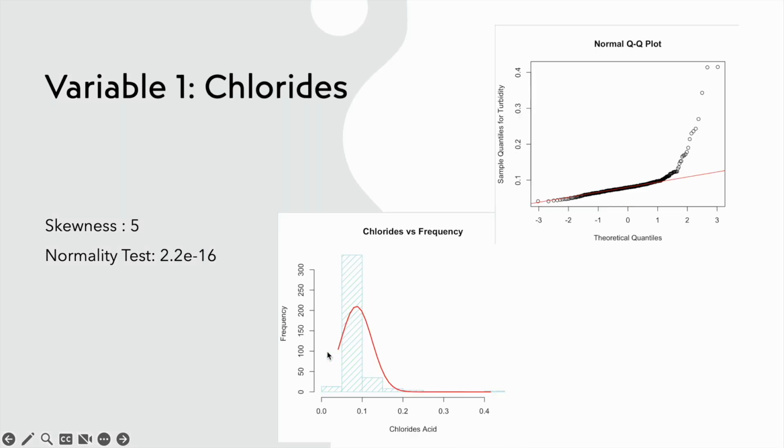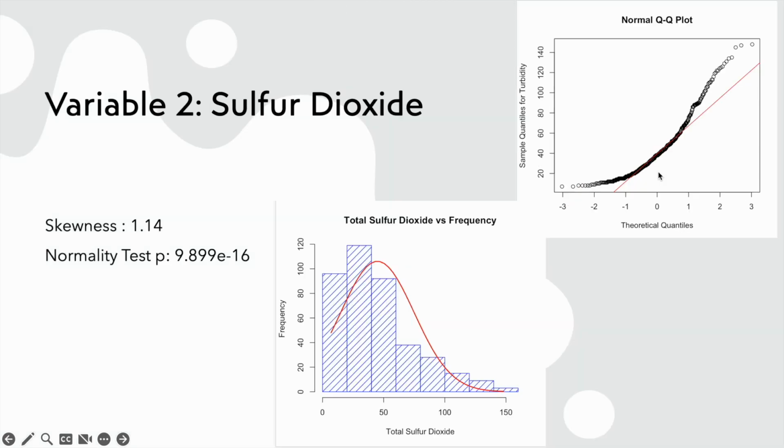After that, we will go to the chlorides data set. From that we can see the skewness is 5. It means the data is positively skewed, which we can see from the frequency graph. When we do the normality test on it, the p-value is not significant and we can't accept the null hypothesis. And in the QQ plot, the data is tailed towards the end part of the data set.